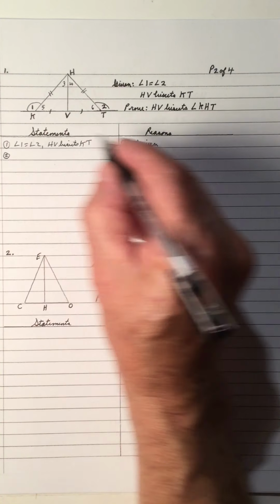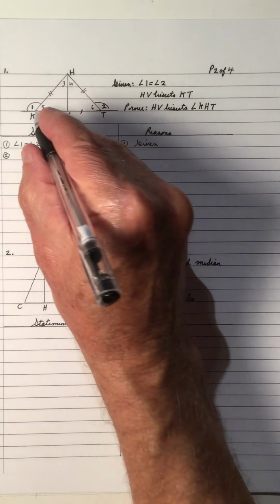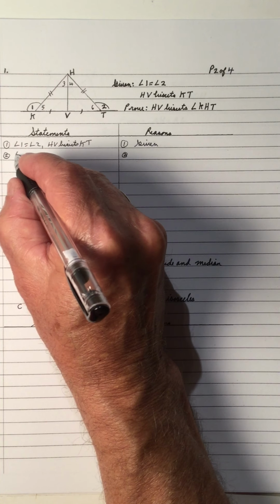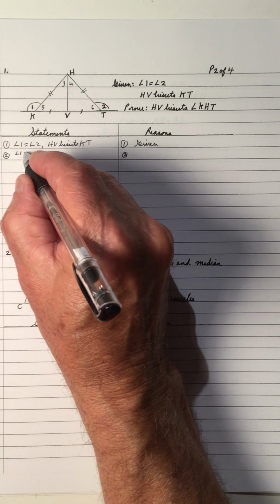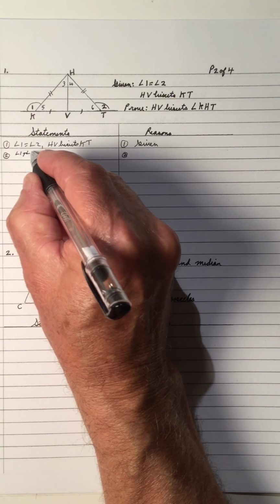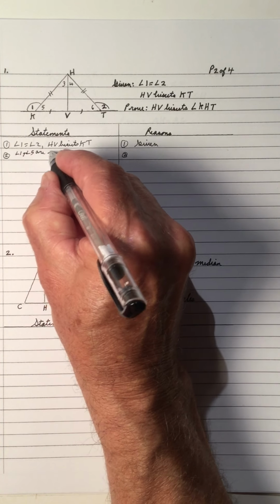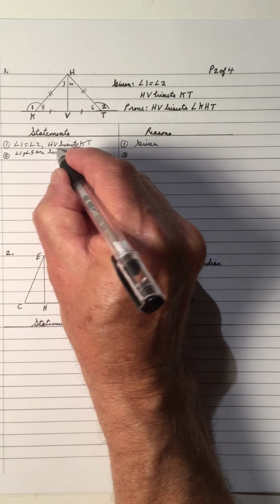And again, I said, check with your teacher to see if you're allowed to put all the givens in the first statement, or do you have to keep them separate. So 1 is equal to 2. That means angle 1 and angle 5 are a linear pair.